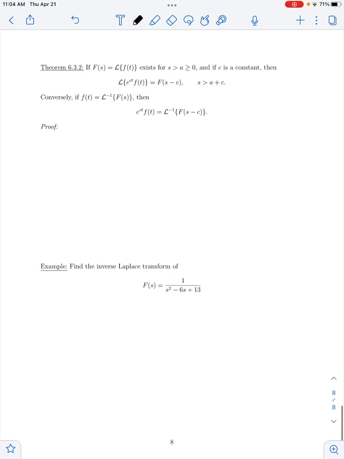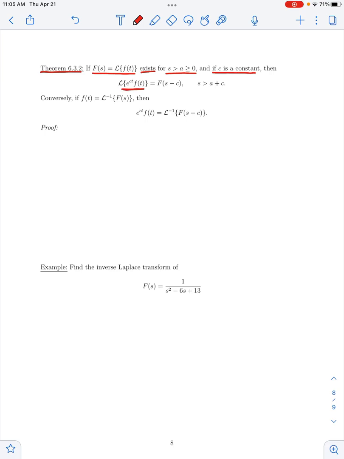Now, in the last part of this section, we'll look at one last result involving a Laplace transform or inverse transform of a function which has been shifted. This is theorem 6.3.2 from your text, which says if the Laplace transform of a function, little f of t, which we call capital F of s, exists for some values of s, and if c is a constant, then the transform of e to the ct times that function is equal to the Laplace transform of the function f translated c units to the right.